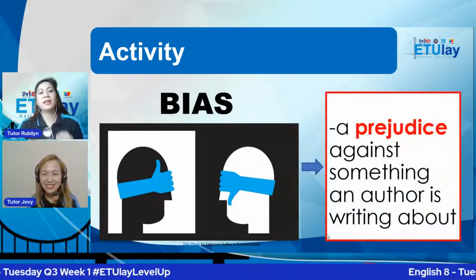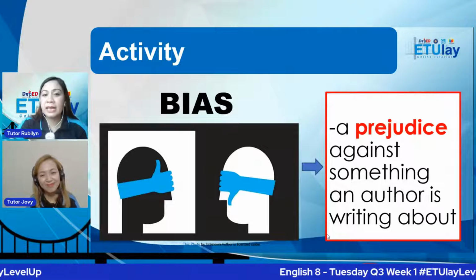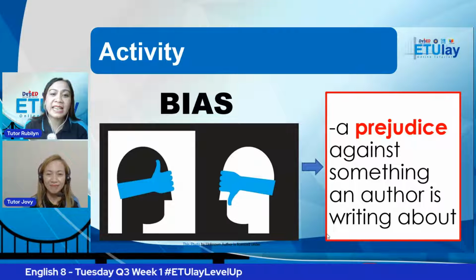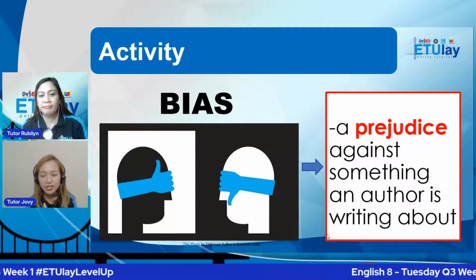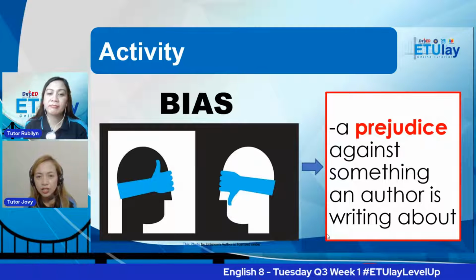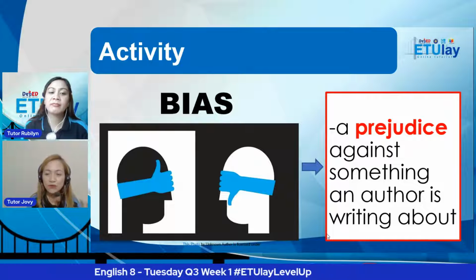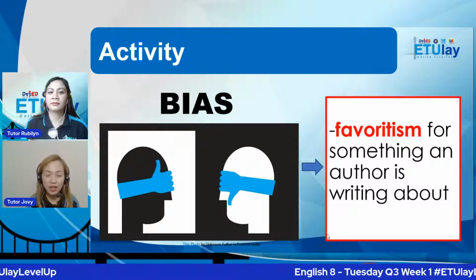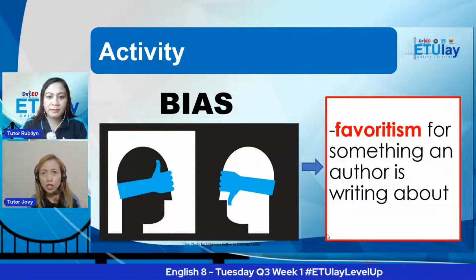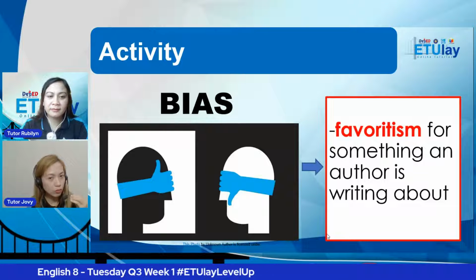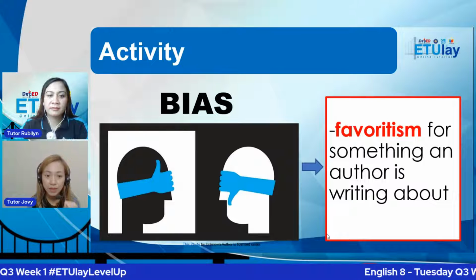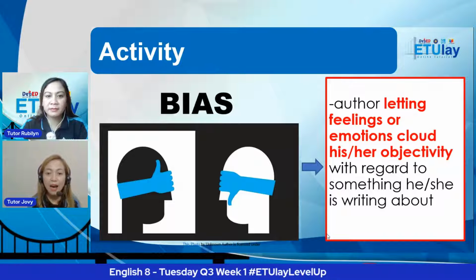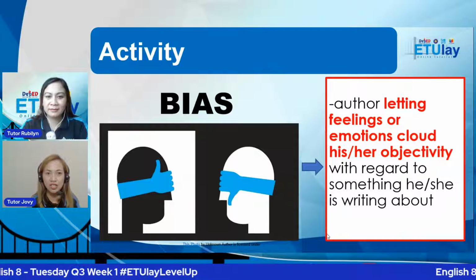When we talk about bias, it is a prejudice against something an author is writing about. So what is a prejudice? It is an opinion or leaning on something without strong grounds or before sufficient knowledge. Sometimes we call it a favoritism for something an author is writing about. Examining bias is not only for writing; it can also be applicable in speaking or in listening. It is an author letting feelings or emotions cloud his or her objectivity with regard to something he or she is writing about.